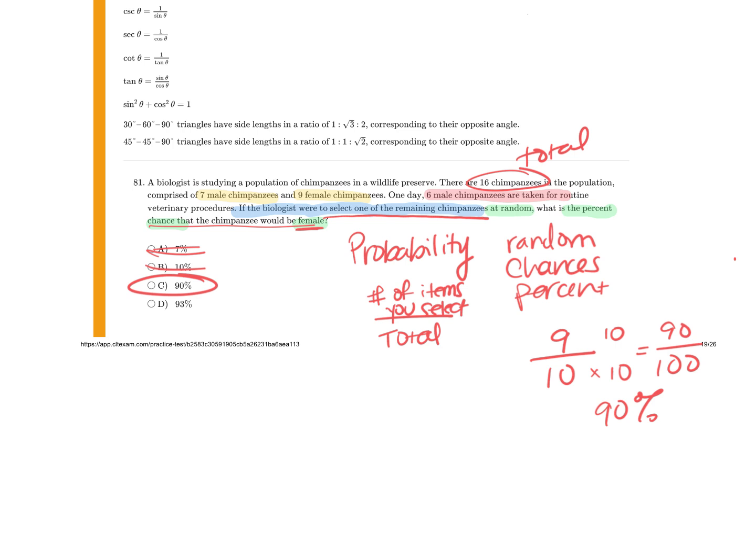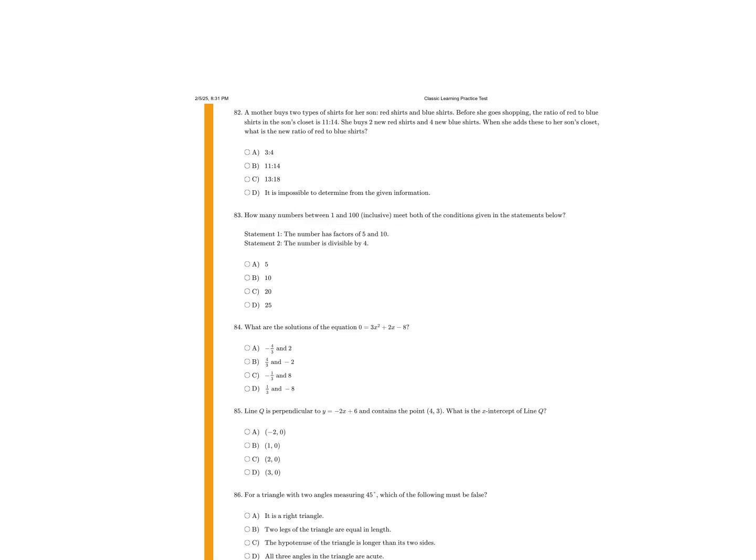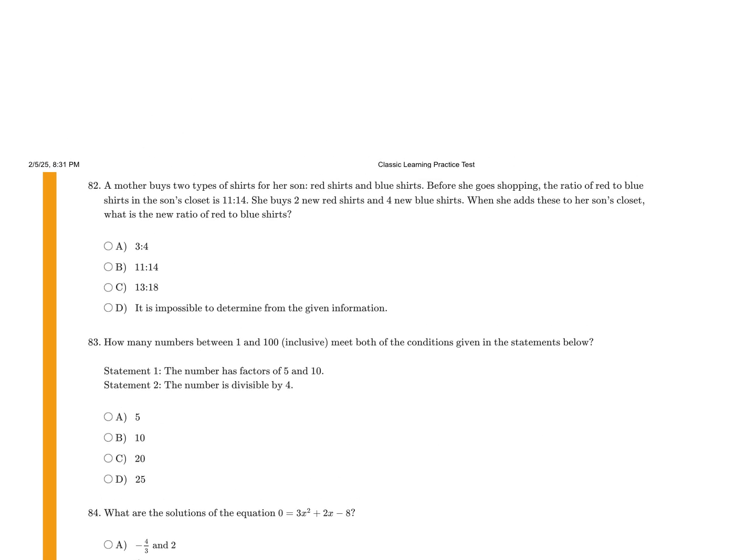Okay, let's go to the next question. Number 82. A mother buys 2 types of shirts for her son, red shirts and blue shirts. Before she goes shopping, the ratio of red to blue shirts in the son's closet is 11 to 14. Like we did in the previous problem, I'm going to go ahead and highlight the red shirts and the blue shirts and the word ratio. Those are things giving us a clue as to what this question is about.